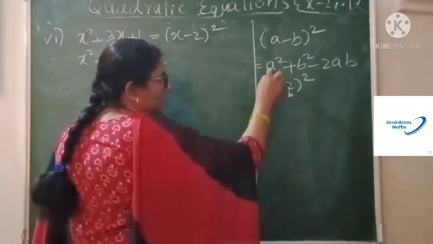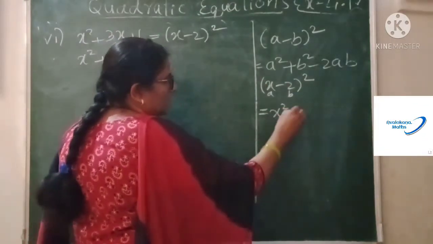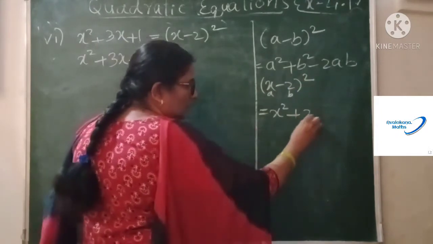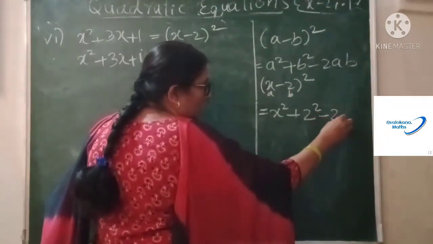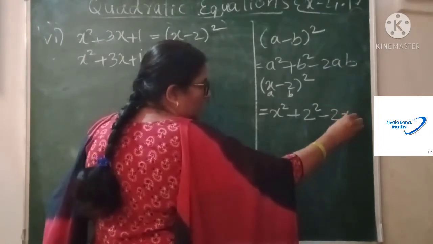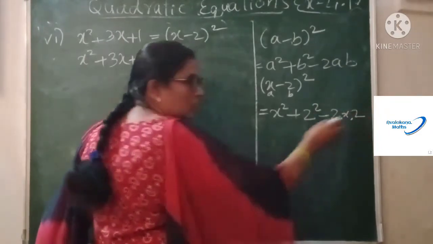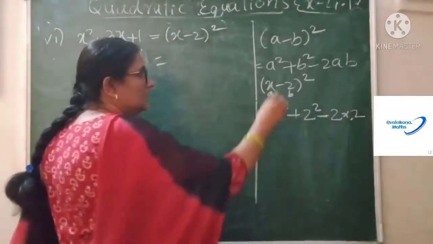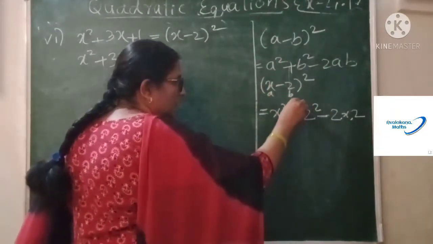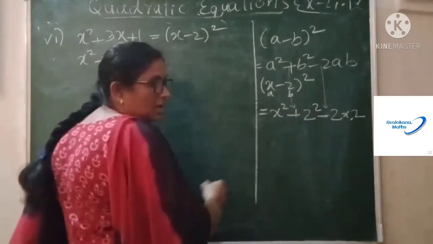So a square means x square, and b square means 2 square. Don't write minus sign here, minus 2. A means x, you can put down. B means 2. Yes, don't write minus 2. You are not going to change any sign, just keeping the same sign that you have here. Okay, now look at this one.